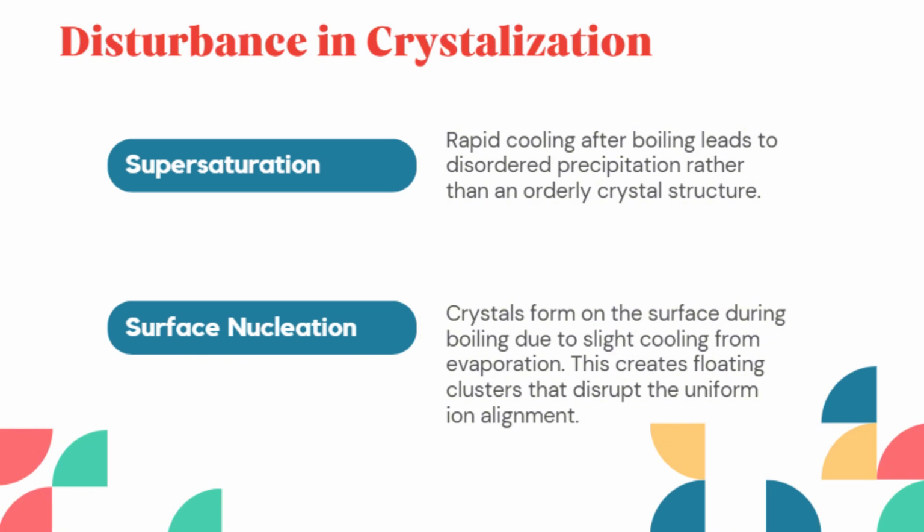Surface nucleation during boiling. During boiling, tiny disturbances such as temperature gradients at the surface encourage premature crystal formation. The evaporation at the surface causes slight cooling, leading to the emergence of small nuclei. These early forming crystals often trap air bubbles or contaminants, disrupting the alignment of sodium and chloride ions. As a result, the nucleation process is uncontrolled, producing floating, irregular crystals that cannot grow into proper cubic structures.